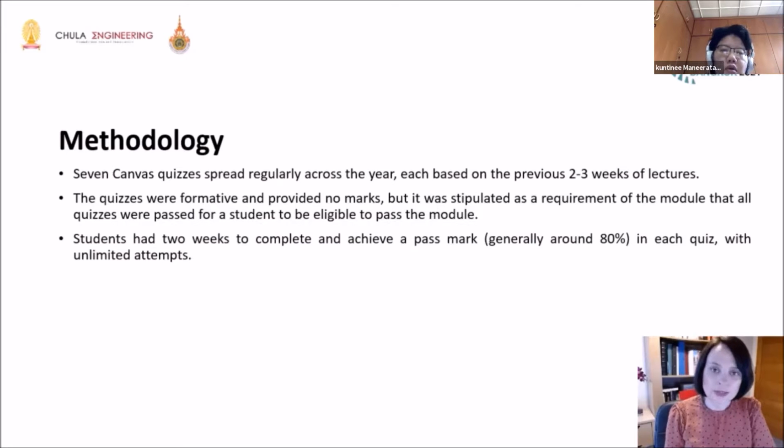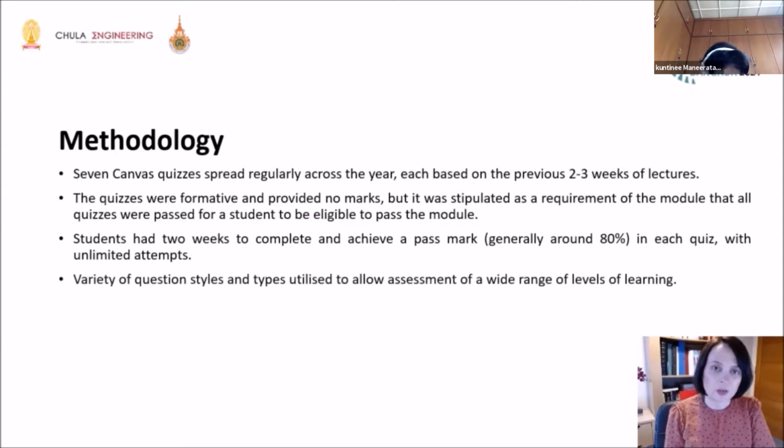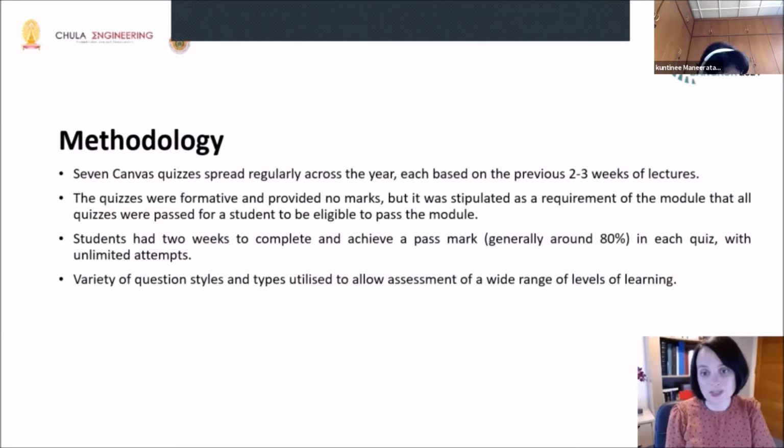Students had 2 weeks to complete each quiz and achieve the pass mark, which was generally quite high, over 80% in most of the quizzes, and they had unlimited attempts to do this. There were a variety of question types used on the quizzes, not just multiple choice. This was to try and allow assessment of a range of skills.